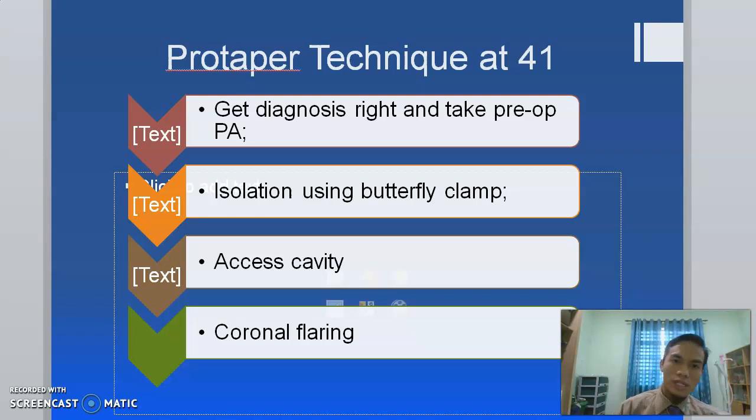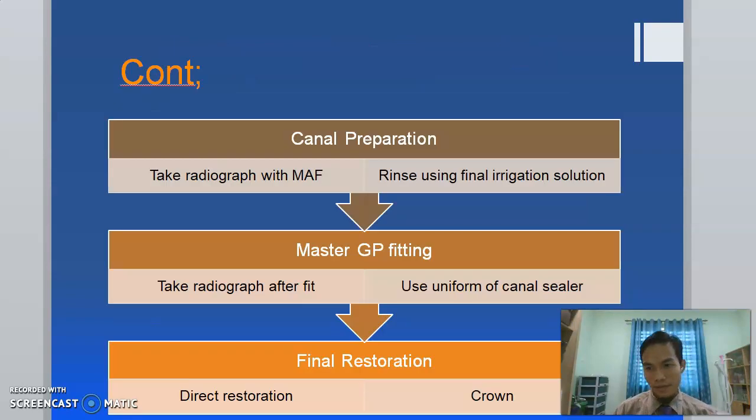For my portfolio, I was doing the Protaper technique at 41. Firstly, after we get the correct diagnosis for the particular tooth, we must take the pre-operative radiograph of the tooth. Then we isolate the tooth using the anterior clamp or butterfly clamp, and we proceed to access cavity and then coronal flaring. After that, if time does not permit, we temporarize the tooth using GIC, glass ionomer cement.